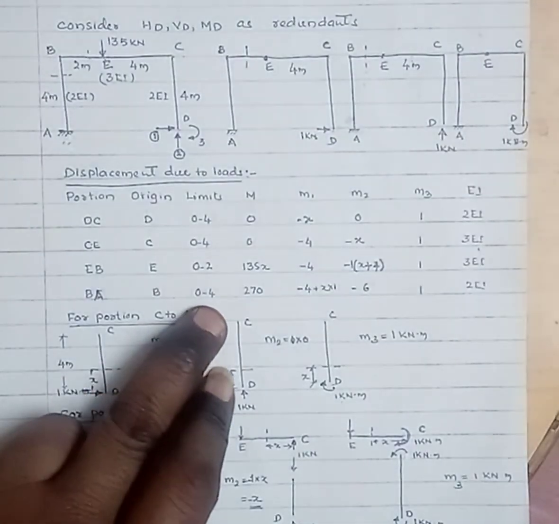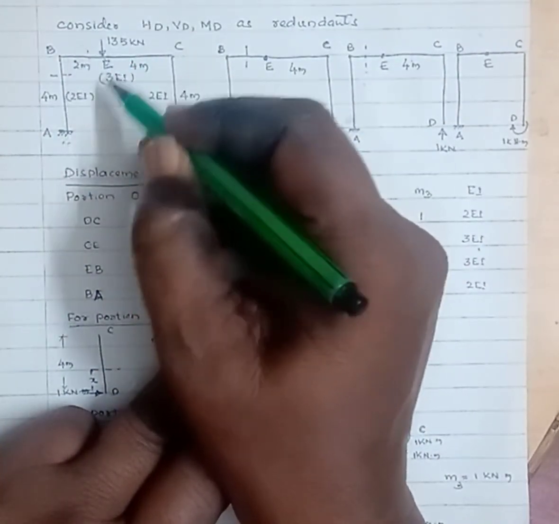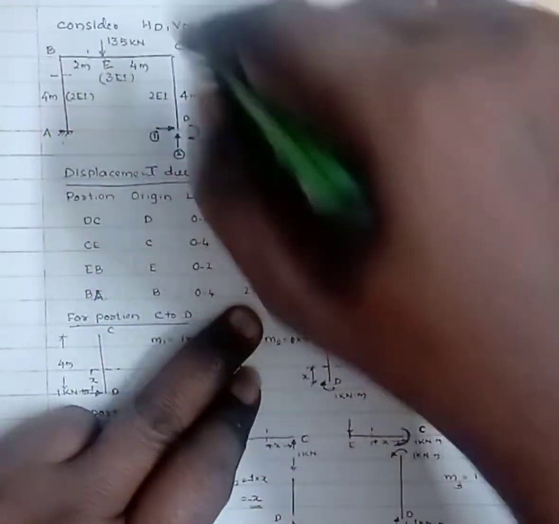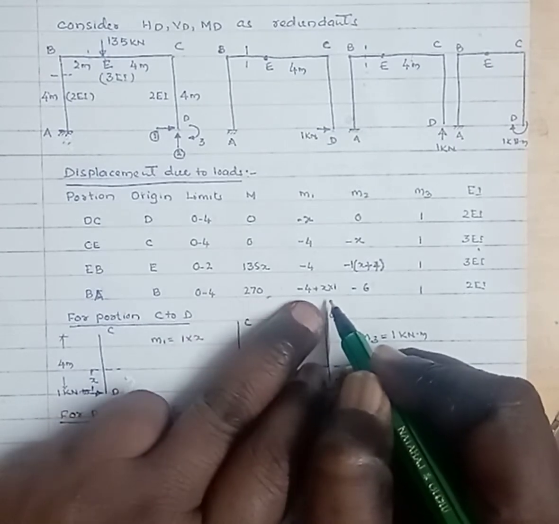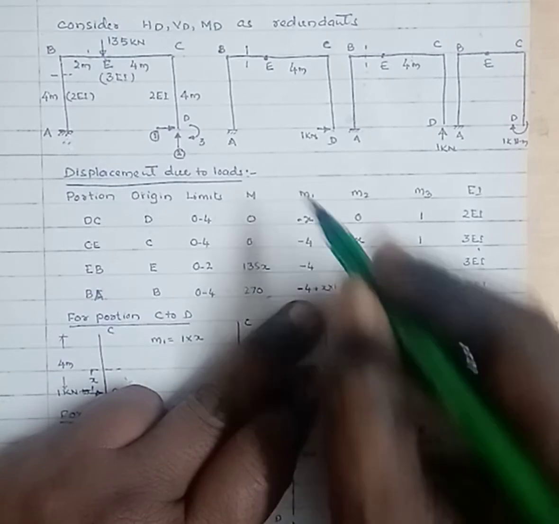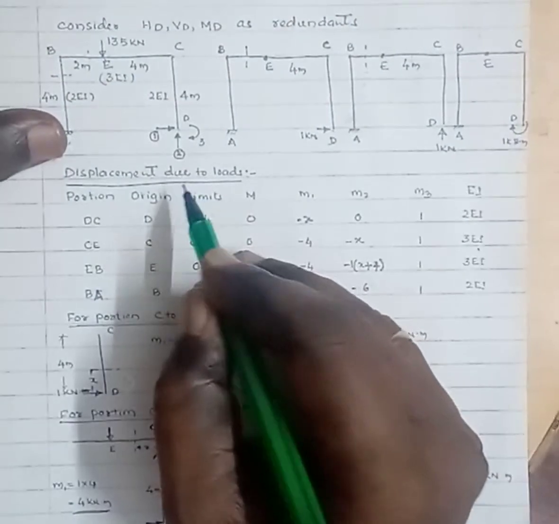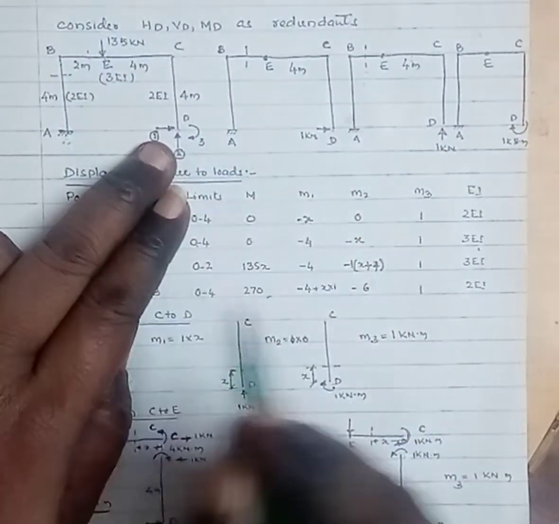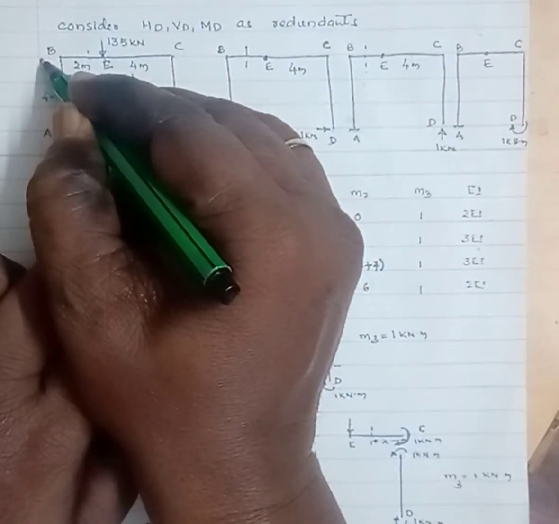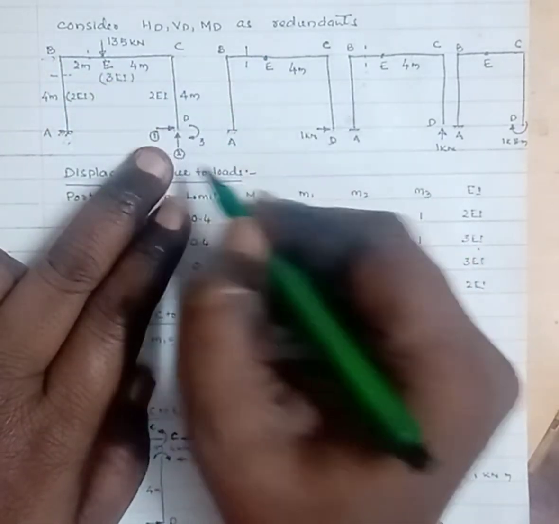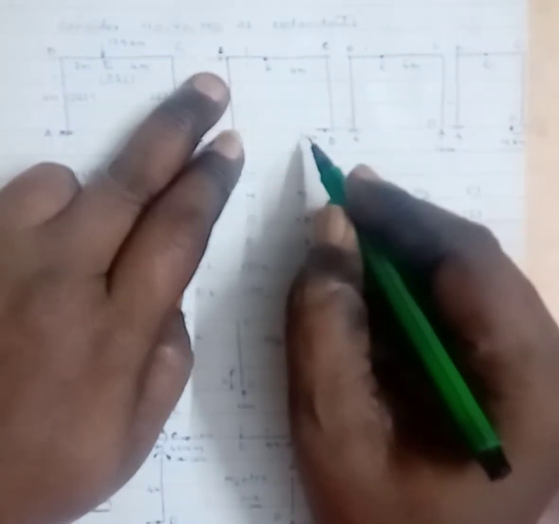Since the height of the column is 4 meter, the bending moment due to this applied load is 135 into 2. That one is clockwise, that is 270 kilonewton meter. Then the bending moment due to this unit load, we have studied the equivalent force couple system. By applying the equivalent force couple system, here show the force of same magnitude of 1 kilonewton due to this unit load at coordinate direction 1.